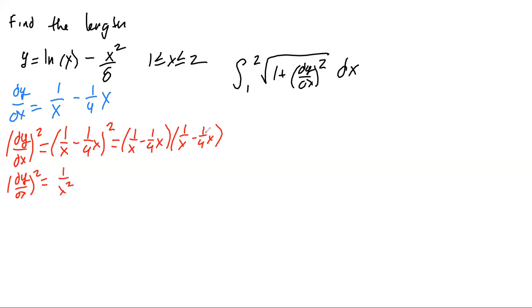The outside, 1 over x times negative 1/4 x. Those x's cancel, we get negative 1/4. The inside, same thing, negative times positive is negative. The x's cancel, so we get 1/4. So all told, the negative 1/4 and negative 1/4 give us a negative 1/2.